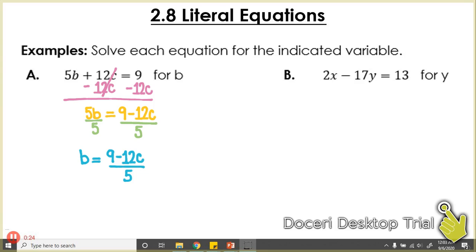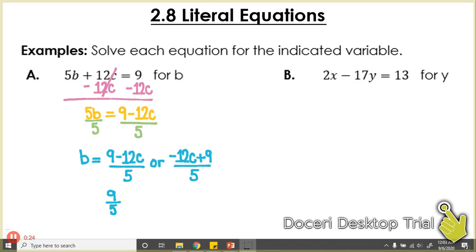Now, we do need to look at another form of this. It is okay if the 12c comes first. You just take the sign that's in front. So you might see this written as negative 12c. The 9 is positive, so that would be plus 9 all divided by 5. There's also a third way you can see this. You can split that numerator as long as both terms are over a 5.